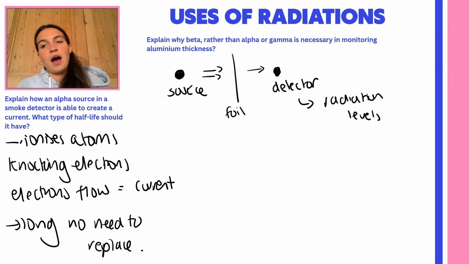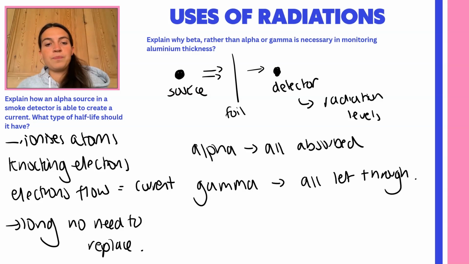So, for example, if you were using alpha for this, they would all be absorbed by the foil, so you wouldn't get any radiation on the detector, and you wouldn't be able to monitor whether those levels are rising or falling. And for gamma, you wouldn't get any noticeable difference in the amount of gamma that's being let through depending on the thickness of your foil, because it would all be let through.